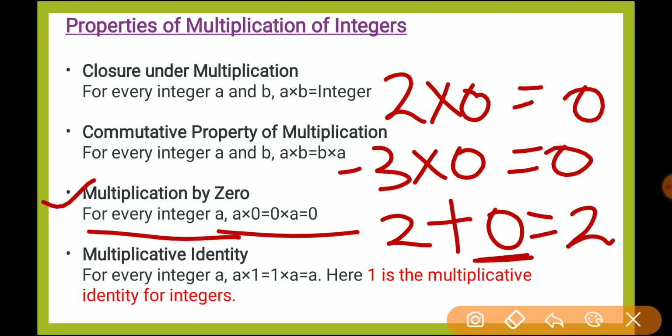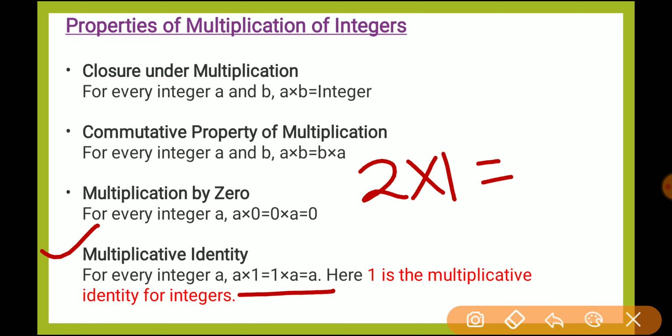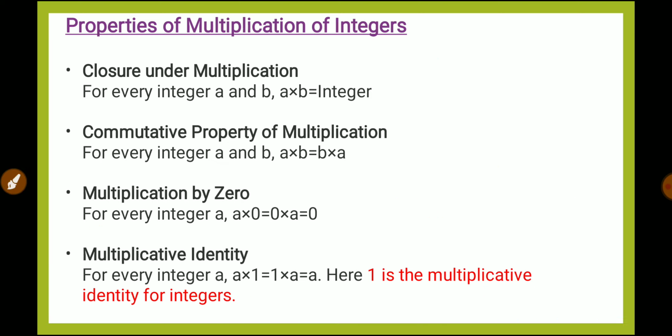Okay. Now in multiplication, we call 1 the multiplicative identity. Why? Because when you multiply any number by 1, you will get the number itself. So in multiplication, 1 is the multiplicative identity, but in addition, 0 is the additive identity. Fine. So these two questions are very, very important. Okay, let's see the next one.